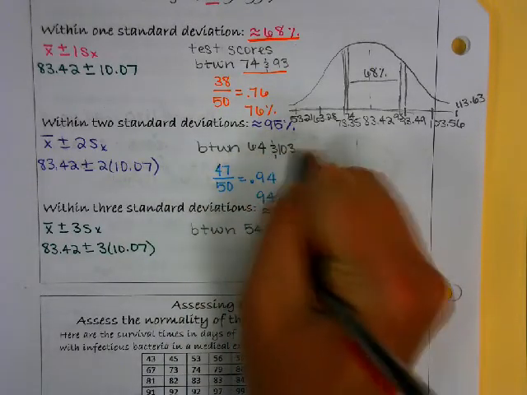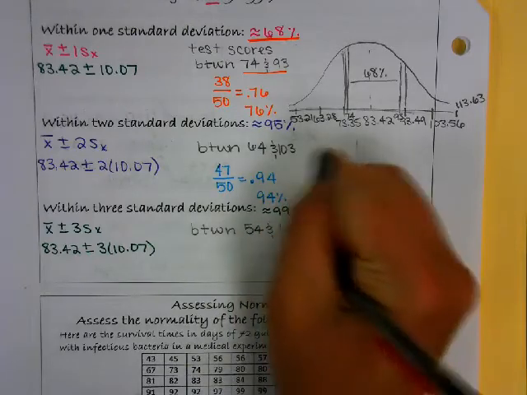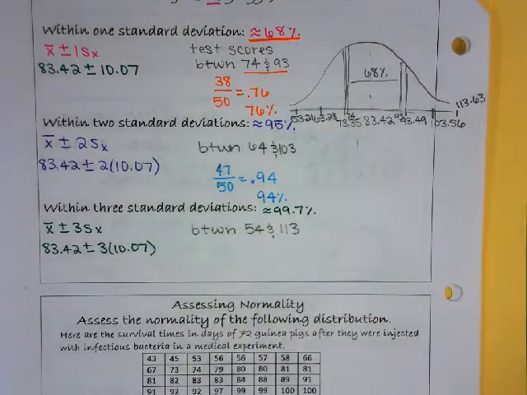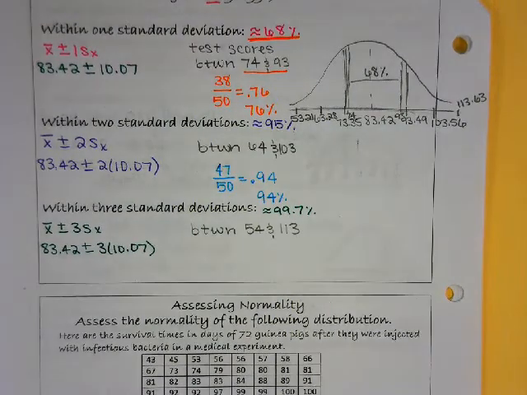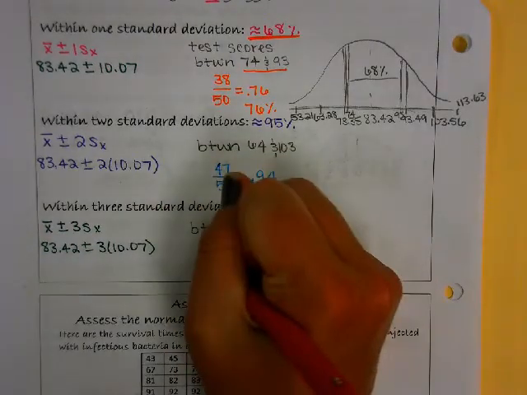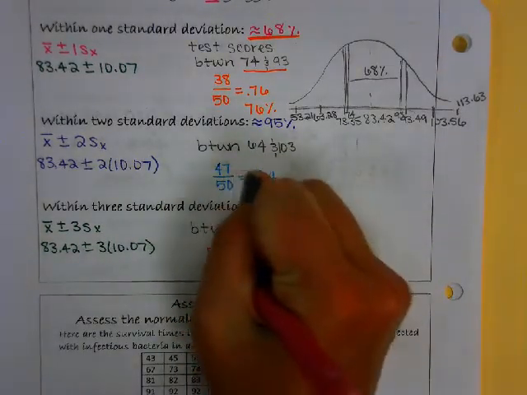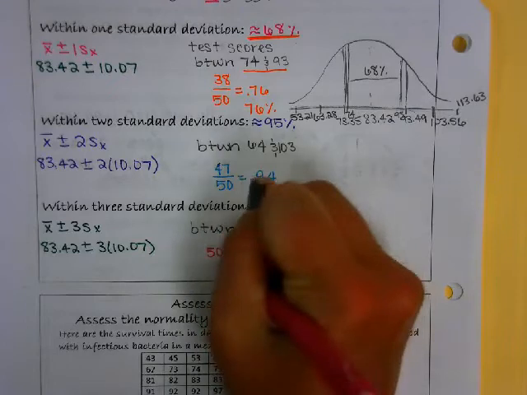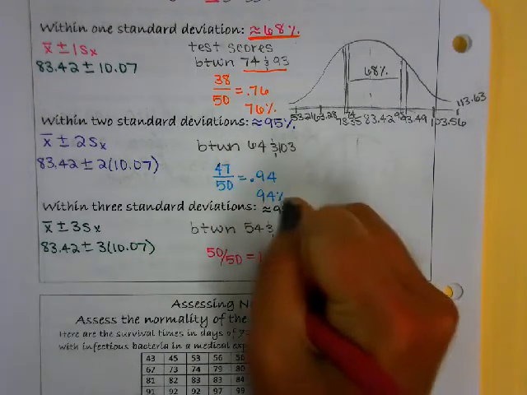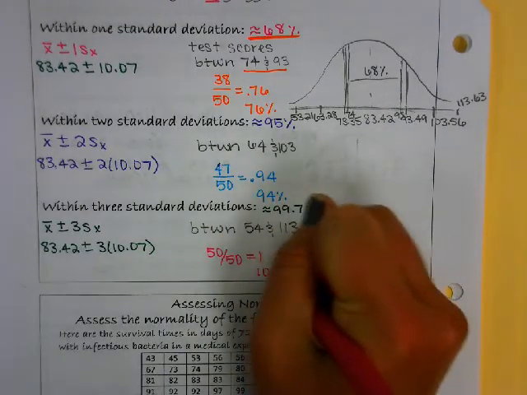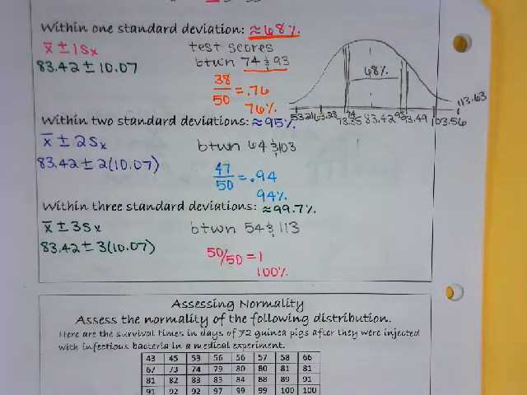All of them are between those two, right? Like Sam said. So that's 50 out of 50 or 100%. So within 1 standard deviation, we had 76% of our data. Within 2, we had 94. Within 3, we had 100% of our data.